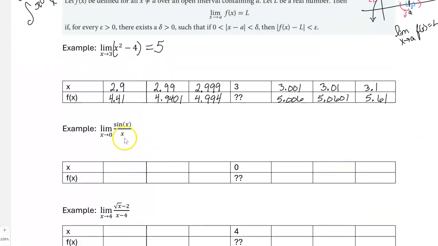We're looking at sine x over x. We want to take the limit as x approaches 0. So we're going to get close to 0 from the left and from the right. From the right, I can look at 0.1, 0.01, 0.001. And on the left, I can look at negative 0.1, negative 0.01, negative 0.001. You want to make sure your calculator is in radian mode. Almost everything we do with trig functions will be in terms of radians.